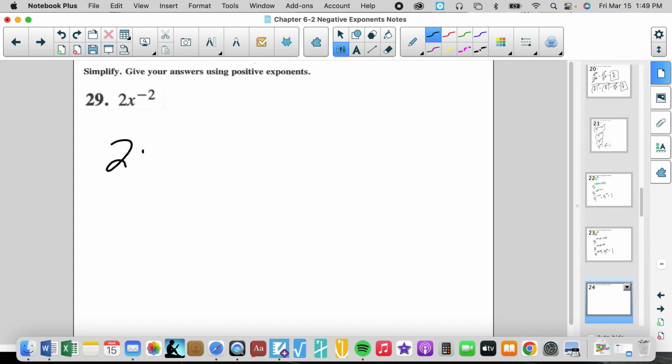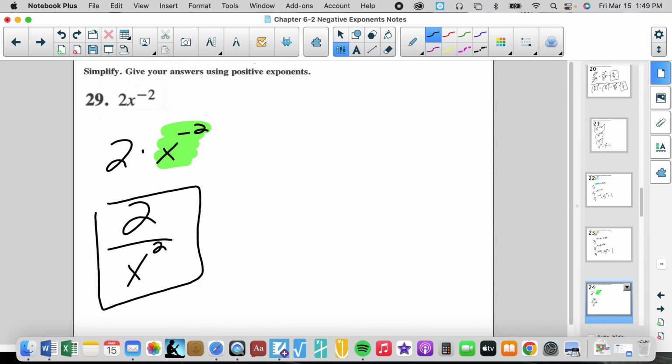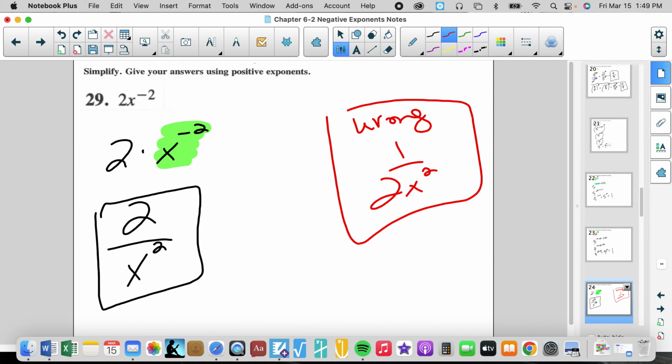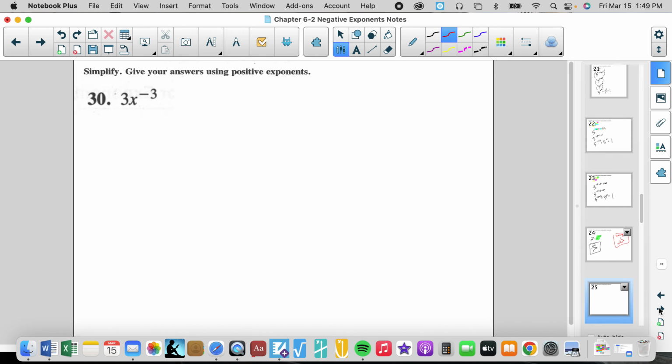Oh, this is a good one. So this can be seen as this. If you understand it in this manner, and we know that we have to deal with this negative exponent, that's the only thing that's going to be affected by this negative exponent. That coefficient 2 is separate from it. So the 2 stays there, and it's just the x to the second that needs to be moved. And then this is our answer. So this is a common mistake. The wrong answer is 1 over 2x squared. That's the wrong answer. Don't move the coefficient. Coefficient is separate to the variable.